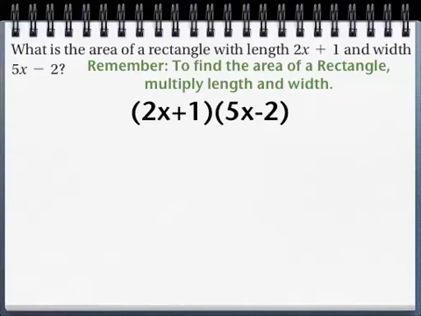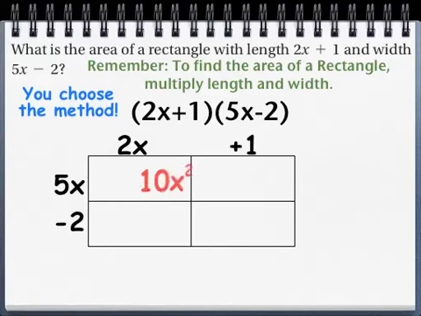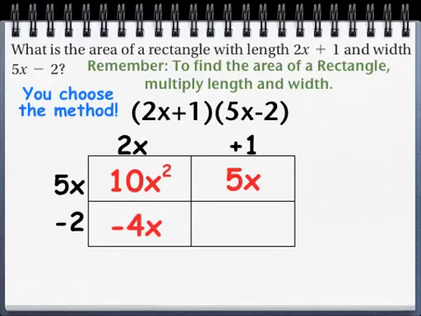So to use the table method, I'm going to have my table. I'm going to break up my terms. 2x plus 1 is going to be on top. 5x minus 2 is going down the side. 2x times 5x is 10x squared. 5x times 1 is positive 5x. Negative 2 times a positive 2x is a negative 4x. And then 1 times negative 2 is negative 2.